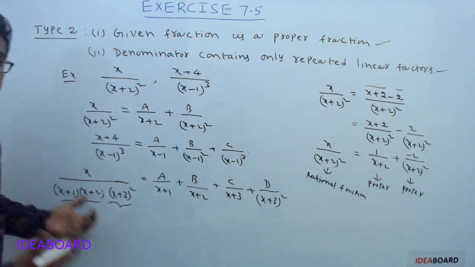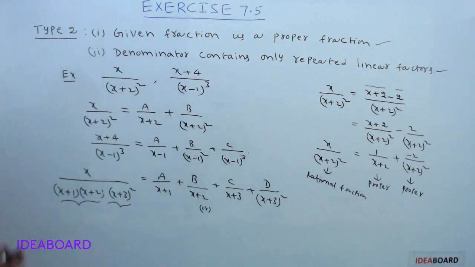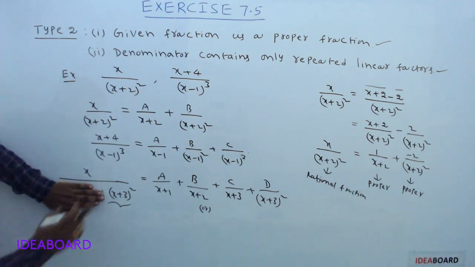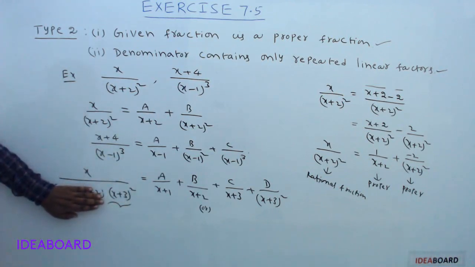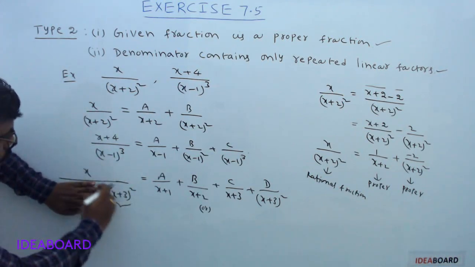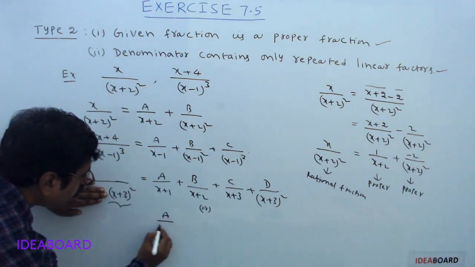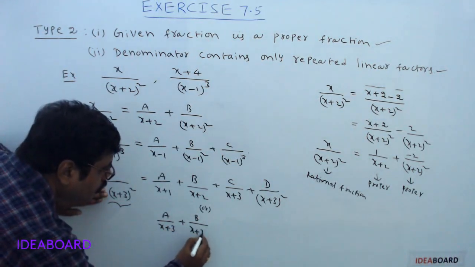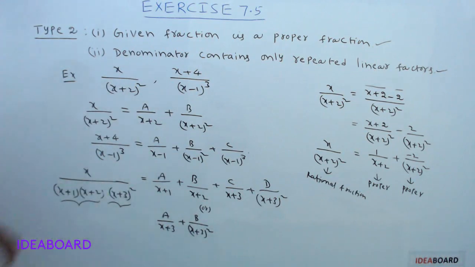Here see another way also. First close the non-repeated linear factors. Then it will be exclusively type 2 partial fractions. So first you can resolve this fraction into partial fractions. That is a divided by x + 3 plus b divided by (x + 3)². Now this part will be over.